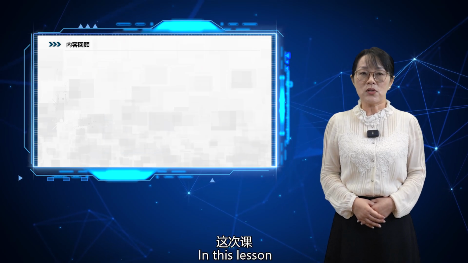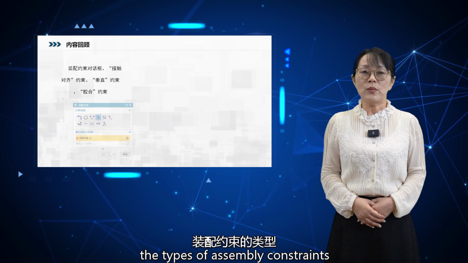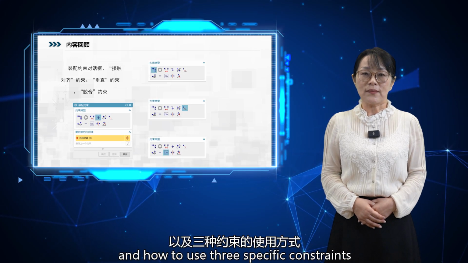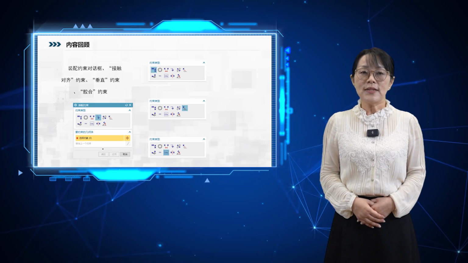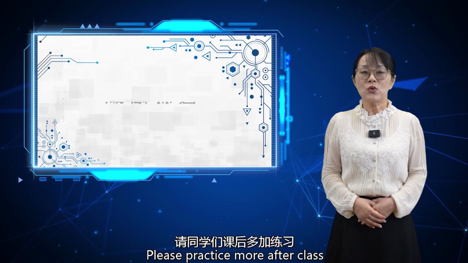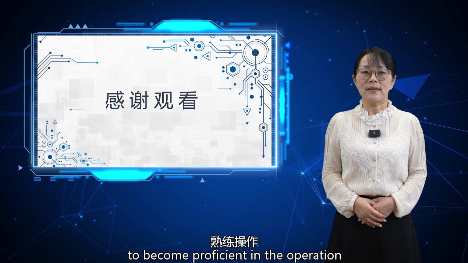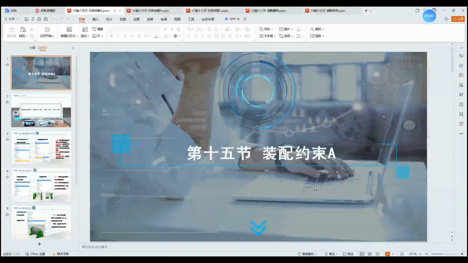In this lesson, we mainly discussed the types of assembly constraints and how to use three specific constraints in different environments. Please practice more after class to become proficient in the operation. See you in the next lesson.